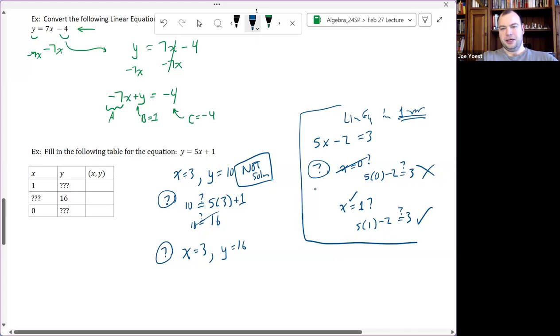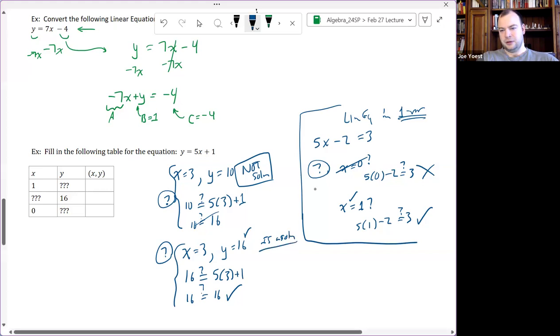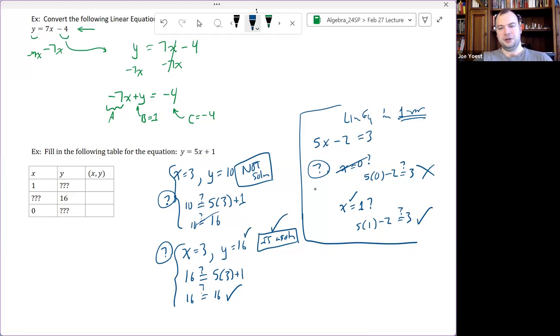Well, what would my claim be then? So this was one part, this is a different problem. What if I instead tried plugging in x equals 3 and y equals 16? Is it true that 16 is equal to 5 times 3 plus 1? Is it true that 16 is equal to 15 plus 1, which is 16? That is true. This is a solution. Do I think this is the only solution?